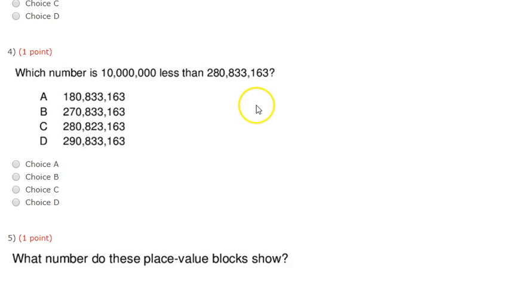Number 4. Which number is 10 million less than 280,833,163? You've got choice A, B, C, or D.